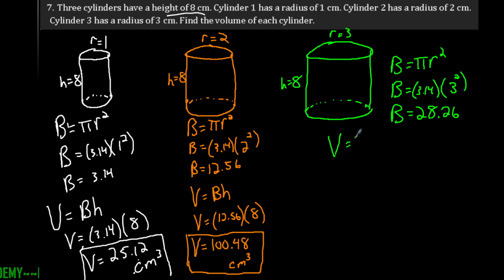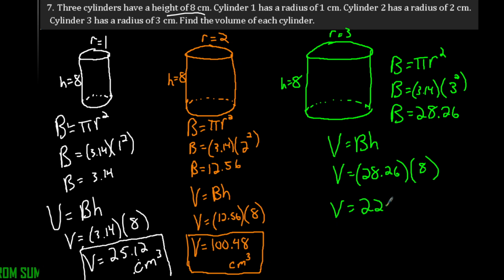Our volume is still going to be the area of the base times the height. So we're going to say volume equals 28.26 times our height, which is 8. So we're going to say our volume for this one is going to be 226.08. I'm going to say centimeters cubed.